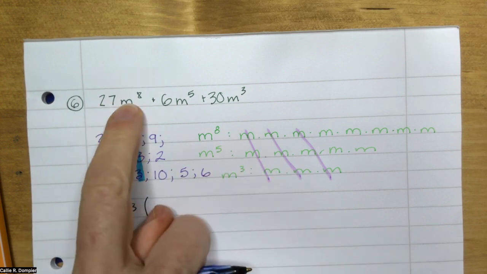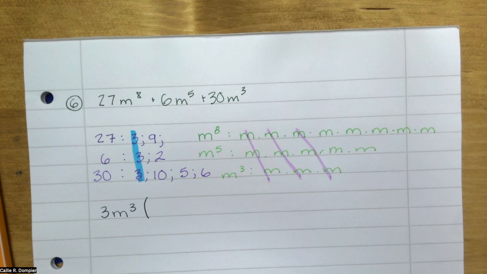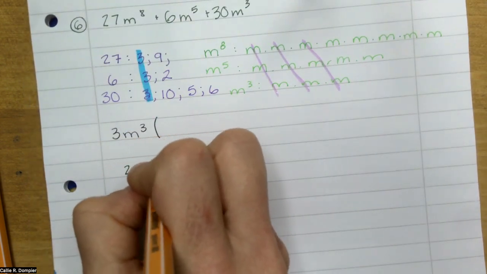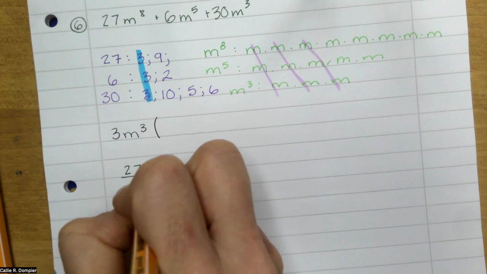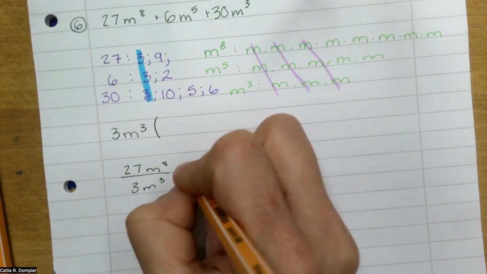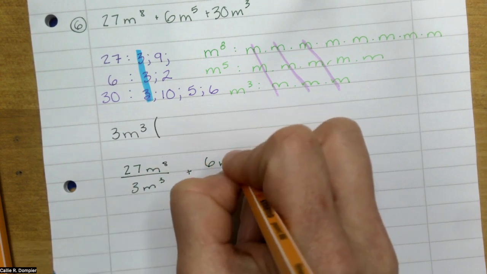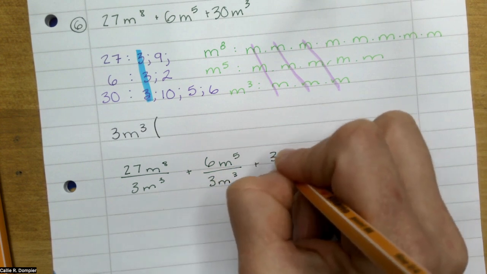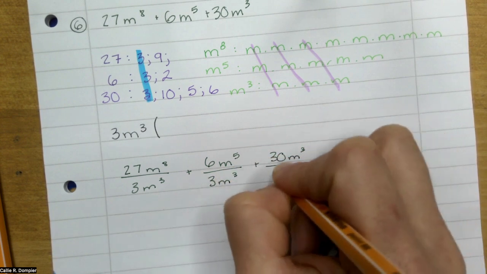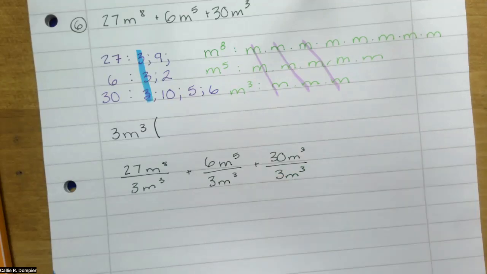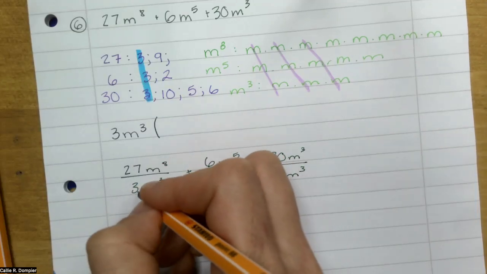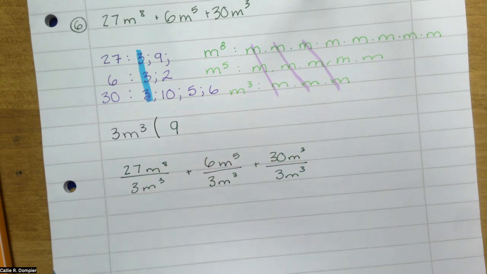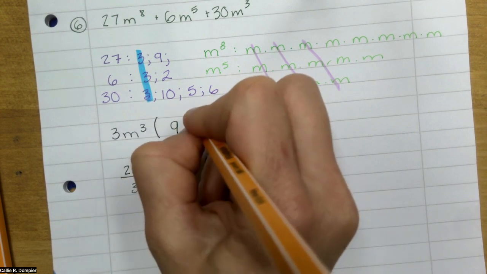If I divide 27m to the 8th by 3m to the 3rd, what do I get? And you can write it out down here. 27m to the 8th divided by 3m to the 3rd. 6m to the 5th, also divided by 3m to the 3rd. 30m to the 3rd divided by 3m to the 3rd. 27 divided by 3 is 9. M to the 8th divided by m to the 3rd is m to the 5th.